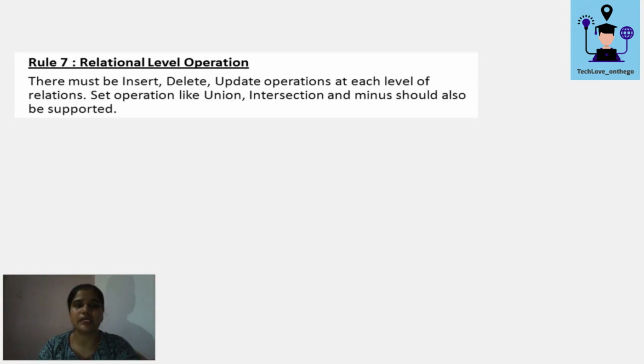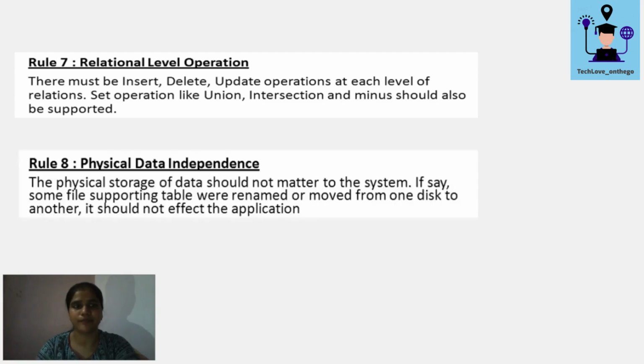There must be insert, delete, update operation at each level of relation. So it should allow all the operations like insertion, deletion and updation. Set operations like union, intersection and minus should be supported by the database.